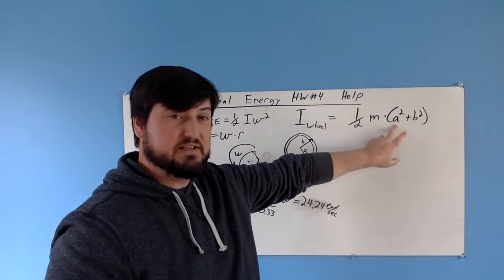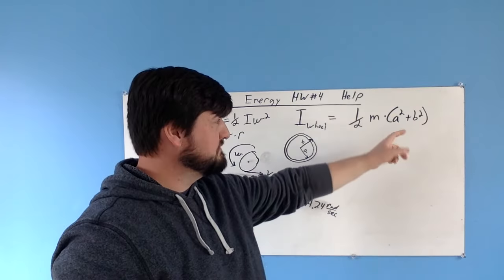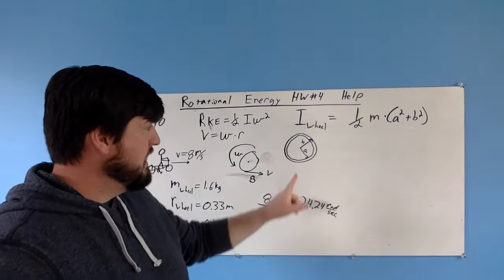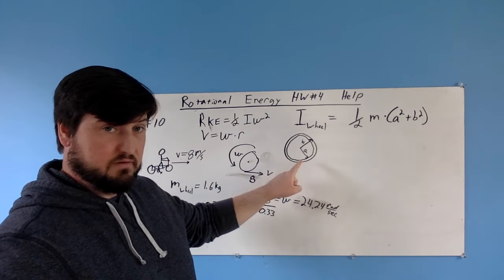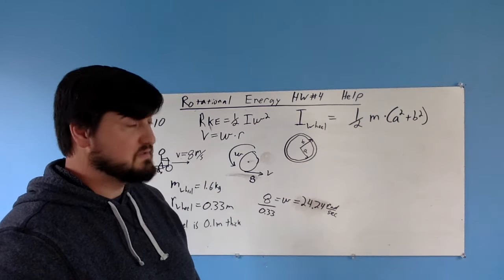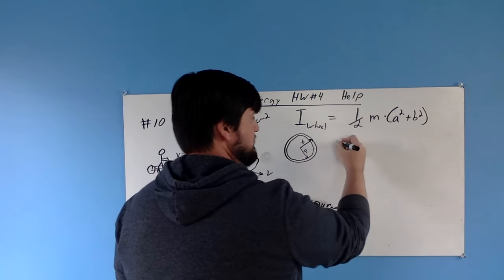This allows for various thicknesses of the wheel. Okay, so what does this mean? A squared, B squared. A is your inside radius, okay? B is your outside radius. So let's go ahead and do this for the wheel.